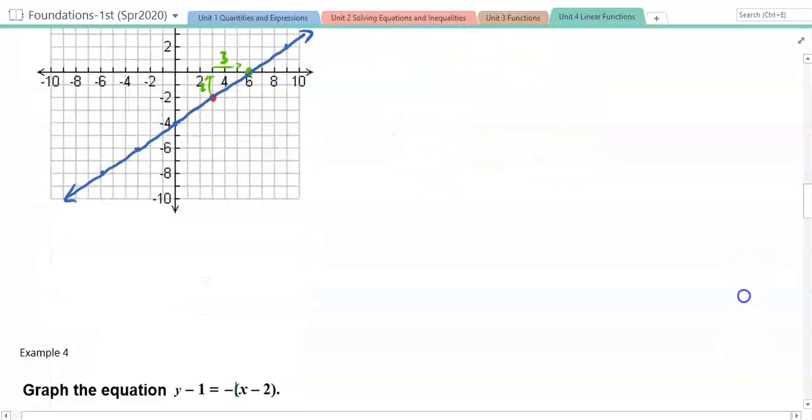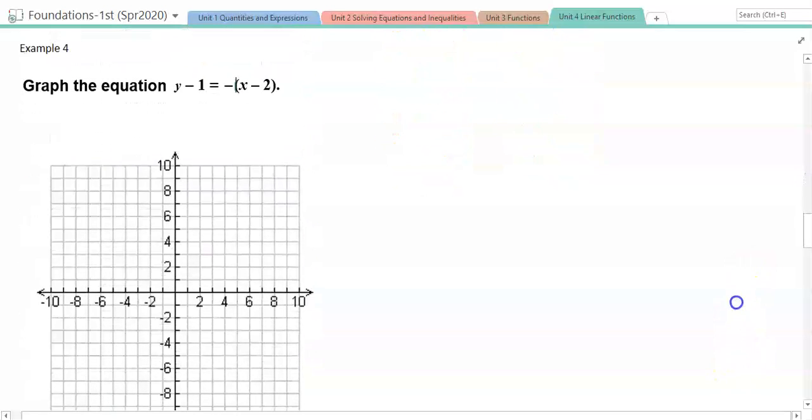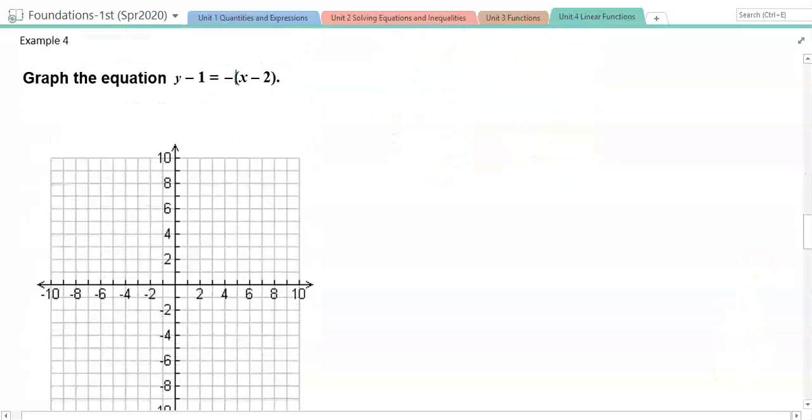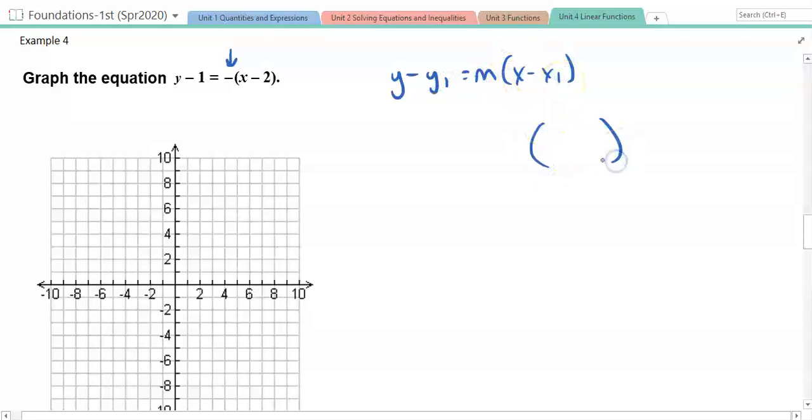So example 4 is going to be like example 3. I'd like you to pause the video for a second and look at this problem here. All right, so if you pause the video, let's see what you got. Now this one, there's a little bit of a trick to this one, because you got to think about what is the slope here, because y minus y sub 1 is equal to m times x minus x sub 1. And so the ordered pair is pretty straightforward, right? So I'm looking at my y sub 1 here.